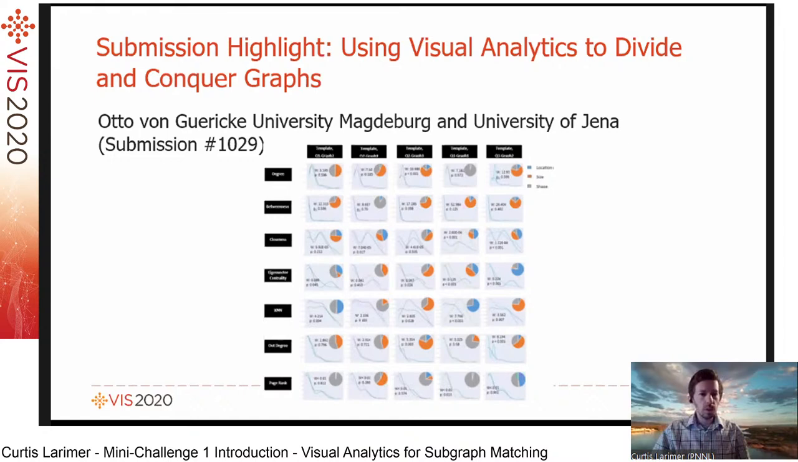Lastly, we'd also like to highlight a submission from Otto von Guericke University and University of Jena, submission 1029. The reviewers highlighted this team for using their visual analytics to divide and conquer on the large graphs. Obviously, a key task, given how large that graph was. You can see a sample of their visualization there, where they're showing the template and a number of matches they're comparing against along the top, and then along the side, a number of different ways in which they're dividing and comparing the graph.